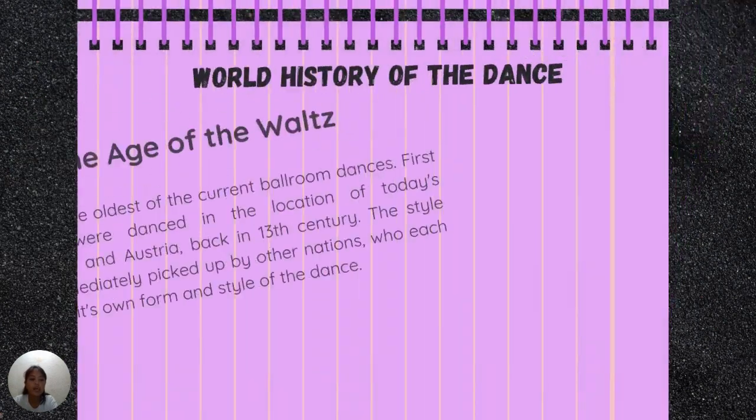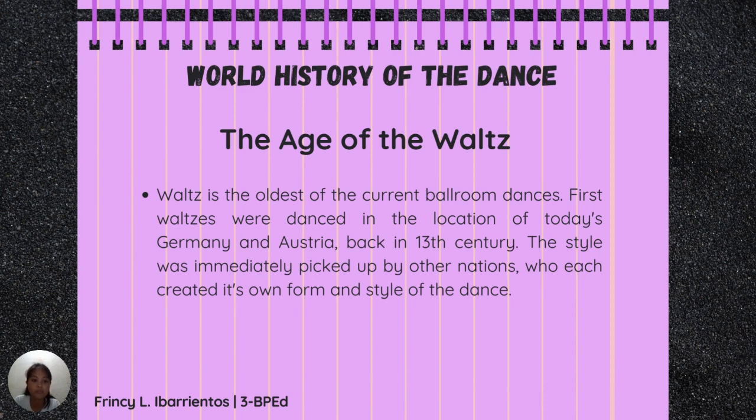The last period is the age of the waltz. Please let us read this one. Waltz is the oldest of the current ballroom dances. First waltzes were danced in the location of today's Germany and Austria back in the 13th century. The style was immediately picked up by other nations who each created its own form and style of the dance. So this period is intended for the ballroom dances.